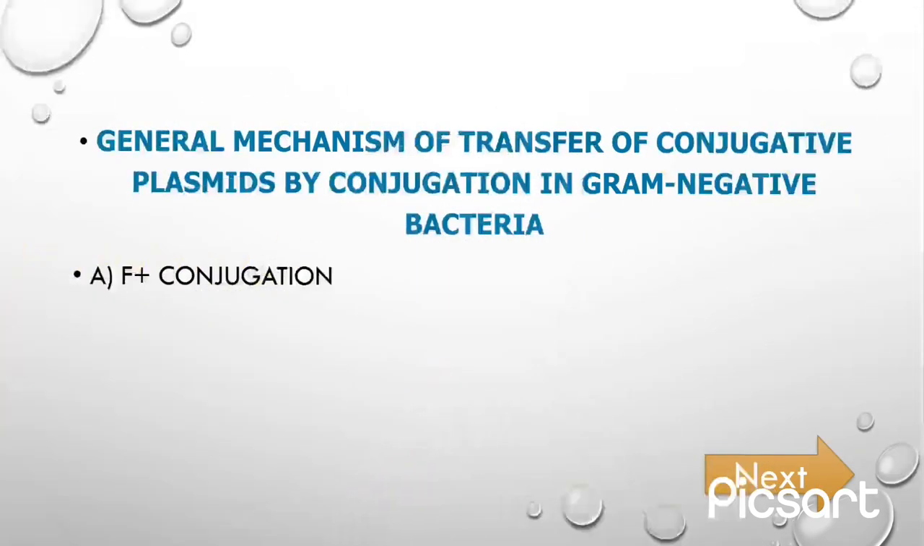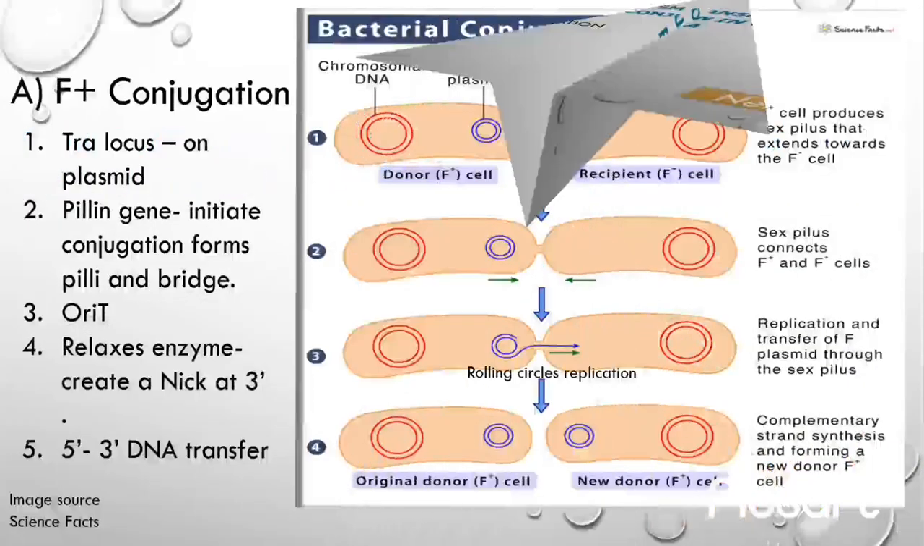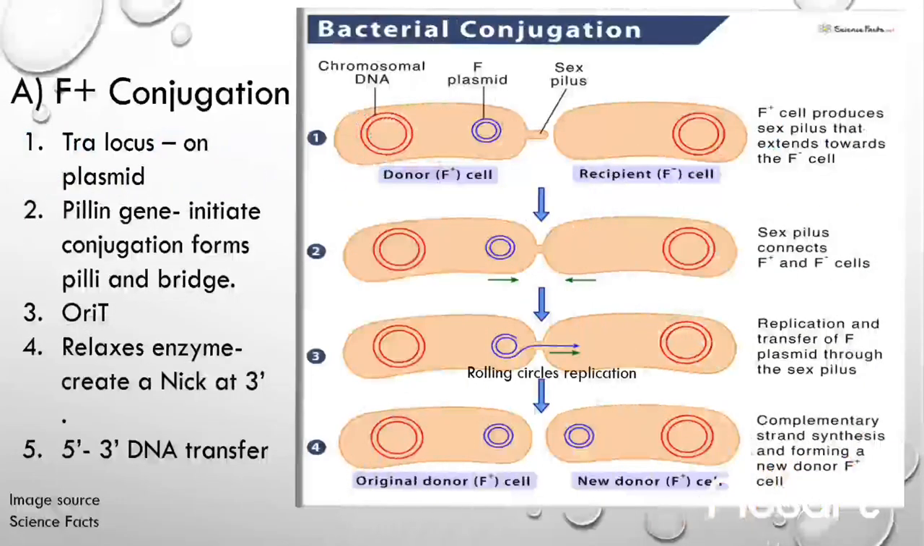Let's see the general mechanism of conjugation, that is, transfer of conjugative plasmids by conjugation in gram negative bacteria. Conjugation can happen in gram positive as well as in gram negative bacteria, but we will see conjugation in gram negative bacteria. The first one is F plus conjugation, that means conjugation involving F plasmids.